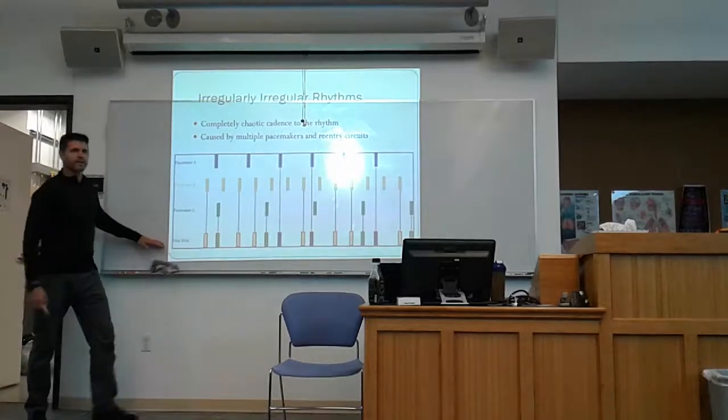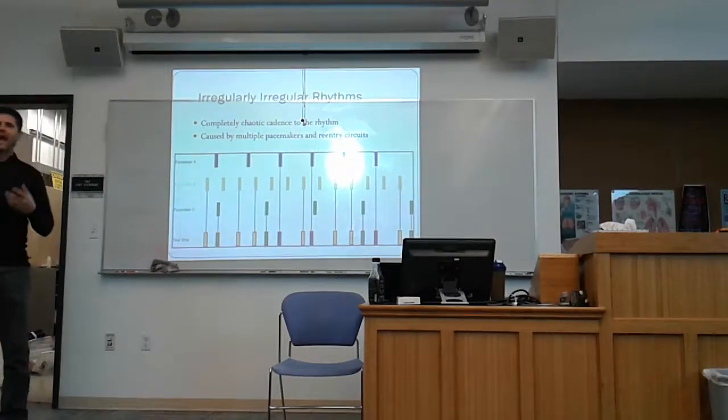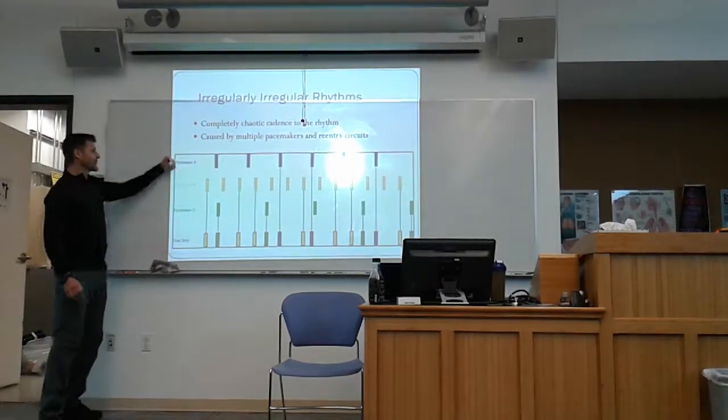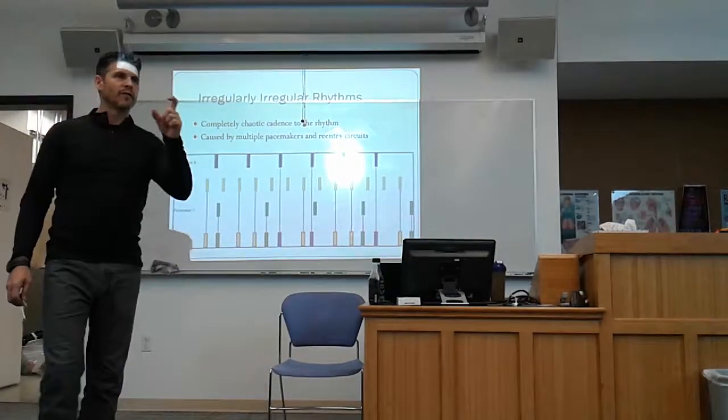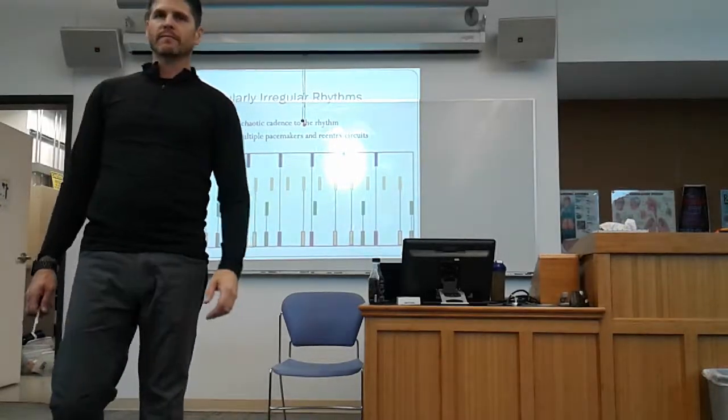There's no pattern that emerges here. In this situation, as an example, maybe we have 3 different pacemaker sites happening in the atria. They're all getting control of their little area and they're all firing, right?